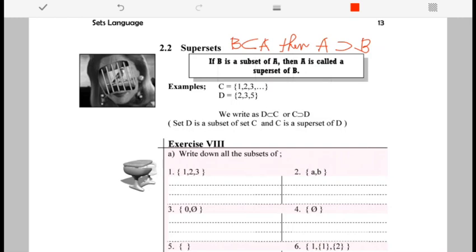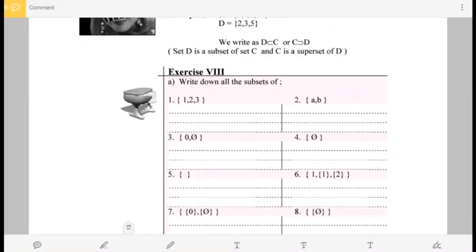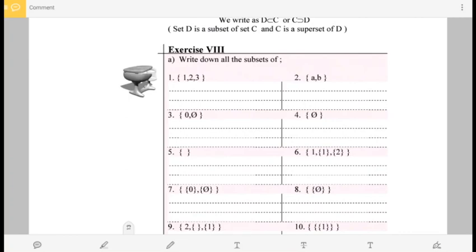Okay, so here we have the exercises. This is the exercises that I assigned to you. Exercise number 8. Here, write down all the subsets of your given set. To check if you wrote enough subsets, there is a technique. You should know how to find the number of subsets of your given set.